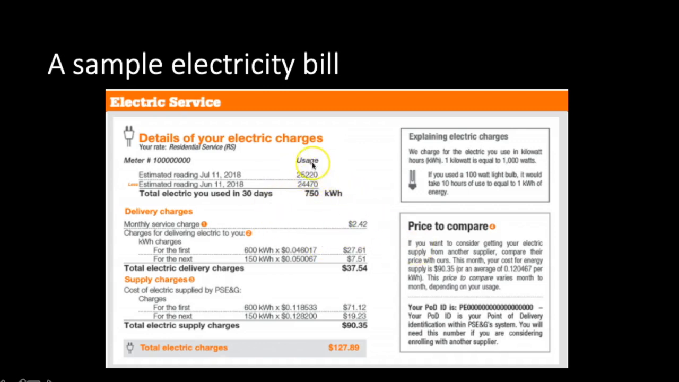So here's the previous, right? Here's the previous, here's the current estimated bill. So this was June, here was July. The difference is how many kilowatt hours of electricity you used in that 1 month.